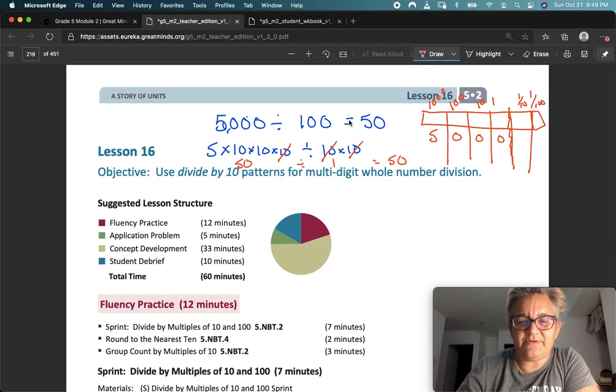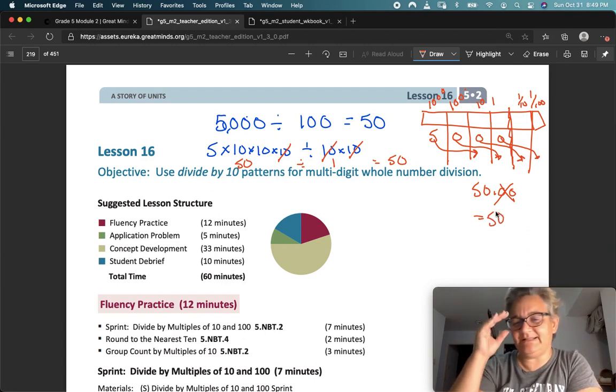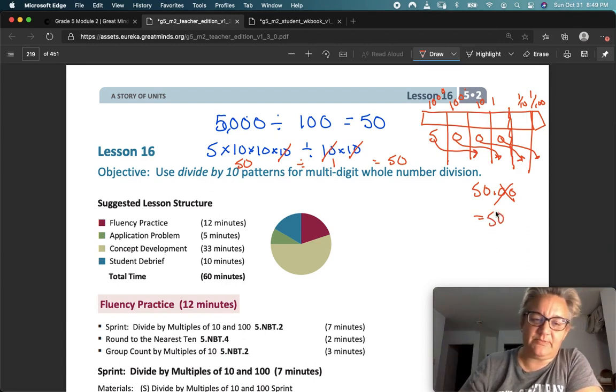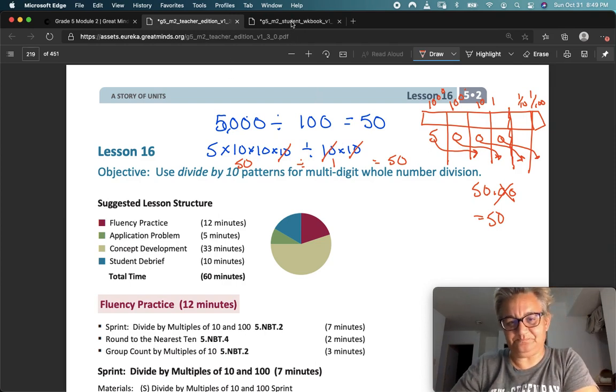If I move everything over 2 decimal places, that means this goes here, and this goes here, and these are zeros, and they would go beyond the decimal point, so I don't actually need them, and my new answer would be 50.00, and then I could take those off, and 50. Okay, so we're just going to practice division using our place value and our multiples of 10, and we're going to tackle division today in a bunch of different ways.